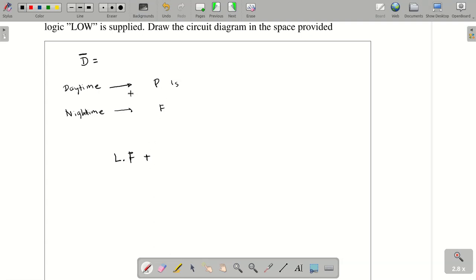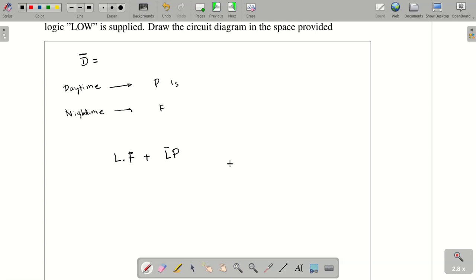And then during the daytime, when L is low and the heavy pressure plate is high, we do that. Now, there's this other complication that we need this to go high for 1 second. Now how do you do that?